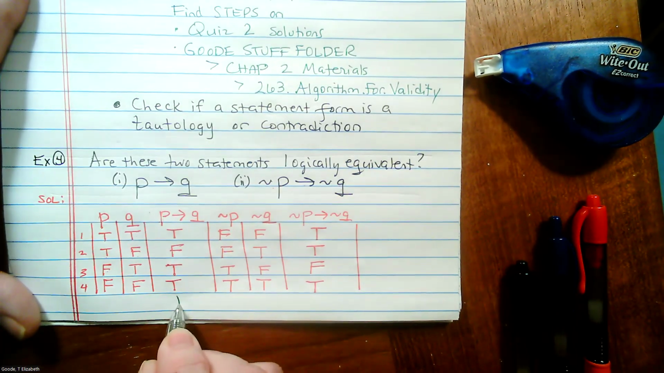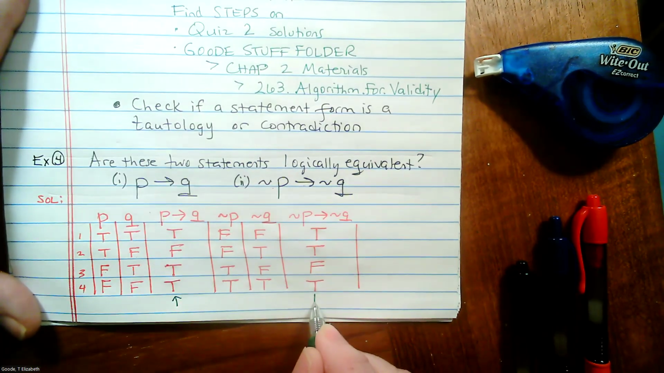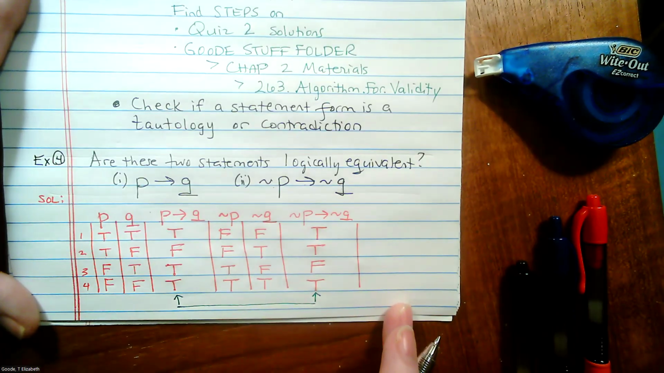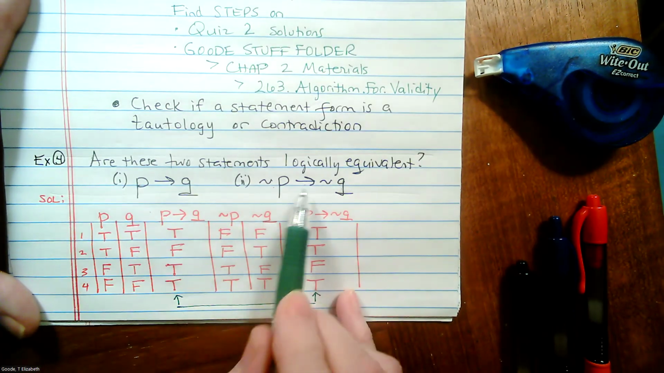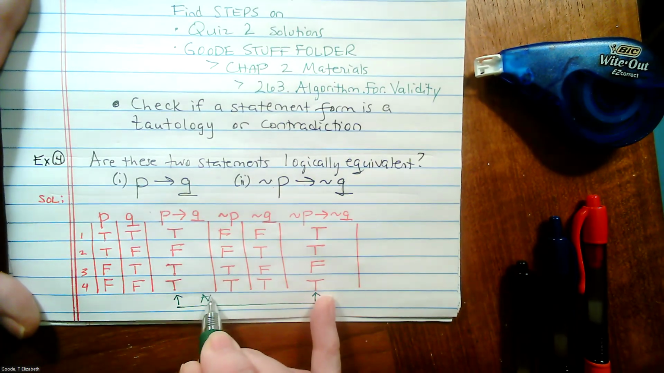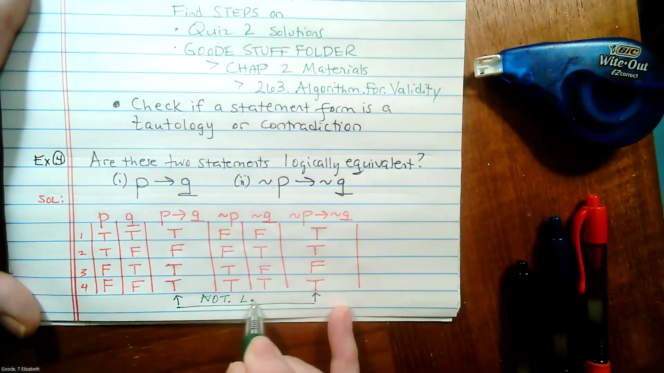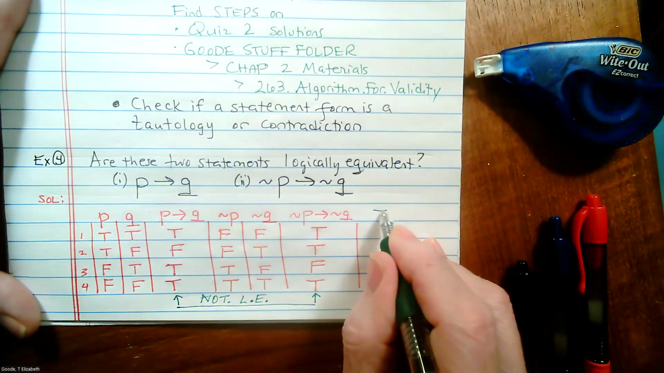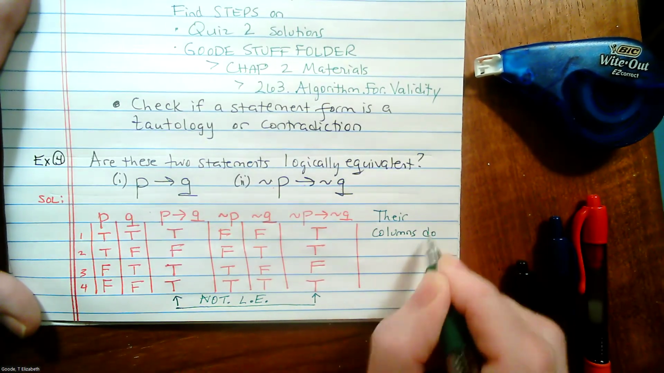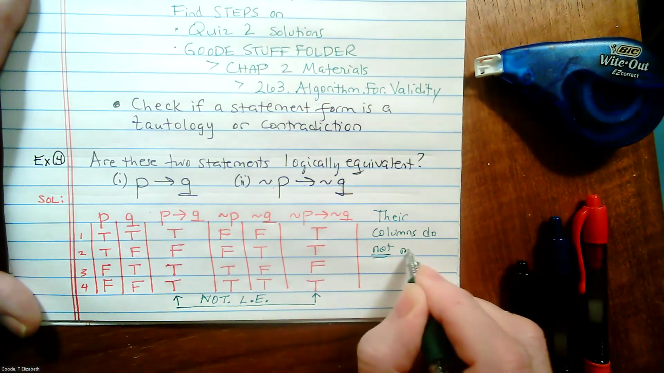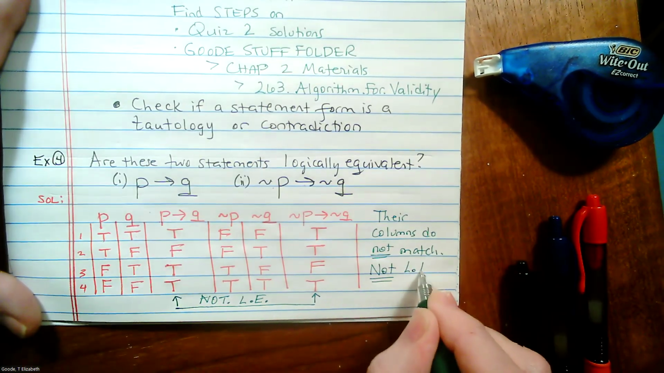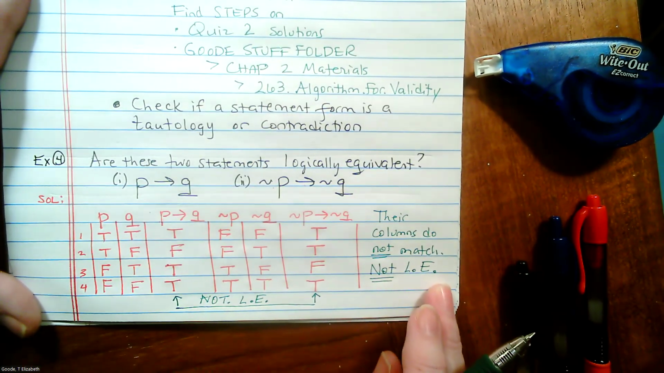Let's take a look at our column for if P, then Q. Let's take a look at our column for if not P, then not Q. And what can we conclude about whether or not these two are logically equivalent? Their columns don't match. Yep, their columns do not match. So they are not logically equivalent. And it's fine with me if you put LE.